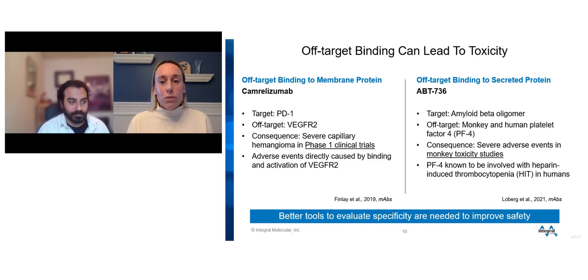And this was then able to explain the severe adverse events because PF4 is known to be involved in heparin-induced thrombocytopenia in humans, which was consistent with the adverse events that had been seen in the monkeys. And development of this antibody was completely discontinued. So these are two examples of really late-stage molecules where safety issues arose directly because of the off-target binding. And it highlights an increased need for better tools to really evaluate specificity to improve safety.